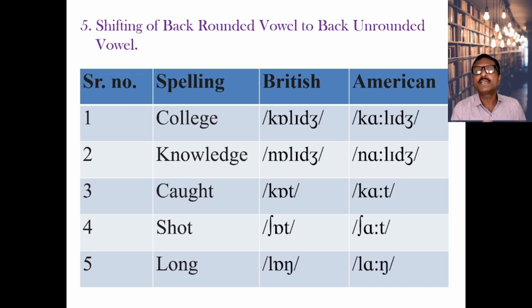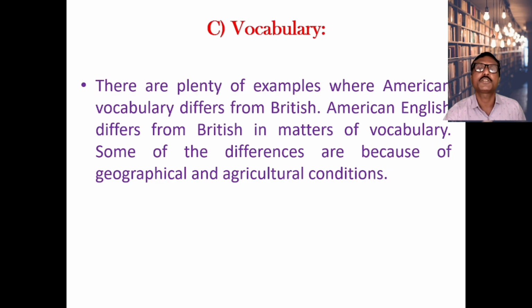So in British, the word college is pronounced as college, while in American it is pronounced as college. College becomes college. Knowledge becomes knowledge. Court becomes card. Shot becomes shard. And lawn becomes lawn. Not exactly lawn, but it's similar to that. So a similar kind of shift is always there when you see the pronunciations of American English.